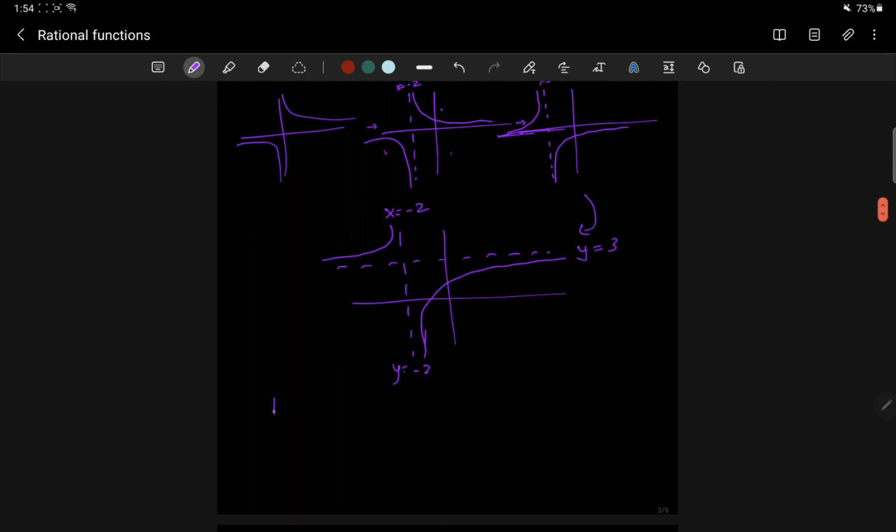So that gives me a picture of this. It tells me that there is a vertical asymptote at x equals negative 2 for the first one and a horizontal asymptote at y equals 3 for the second one. Okay, so that's how that works out.